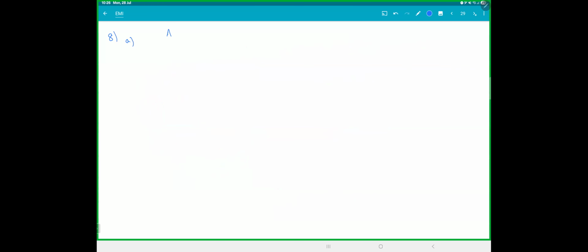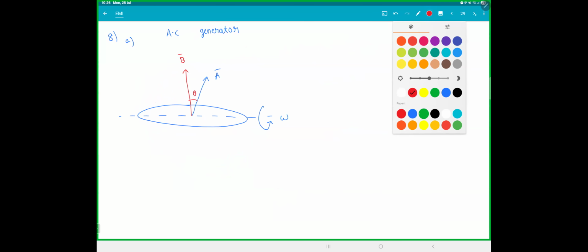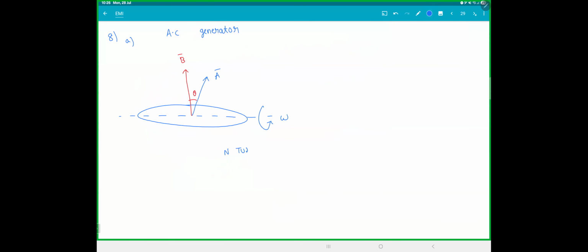Next thing, an AC generator. So let's say we have a coil here. The coil is rotating with omega. Let this be the area vector. Let's say in this case, I'll keep B constant. N turns. Radius is A.